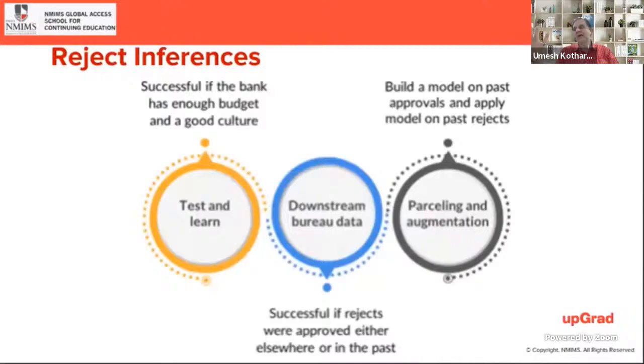Downstream bureau data is successful if rejects were approved elsewhere. So you extrapolate that data from somewhere else about your customer, and you impose that onto your analysis of that customer. Parceling and augmentation is where you build a model on earlier approvals or past behavior and use that to come up with a score for your customer in terms of acceptance or rejection. So: test and learn, downstream bureau data, and parceling and augmentation.